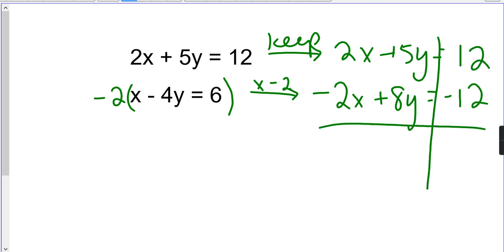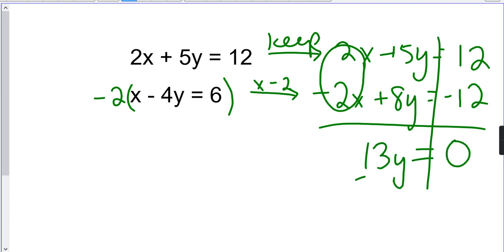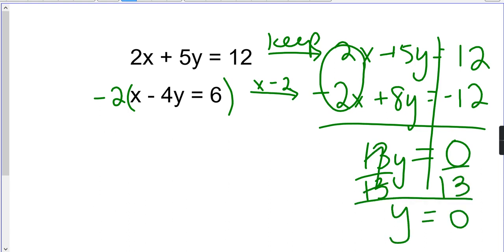And now I'm ready to combine my equations and eliminate a variable. 2x and -2x is 0. 5y and 8y is 13y. 12 and -12 is 0. So I see that y is equal to 0. It doesn't really matter what I'm dividing by. If I'm 0 divided by anything, it's going to be 0. So y is 0.